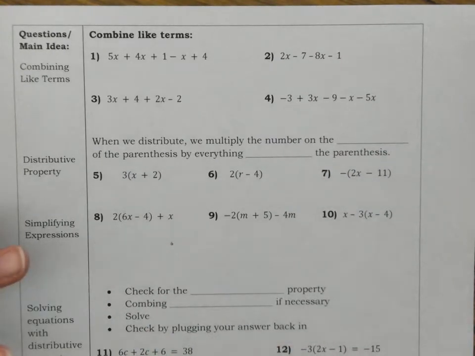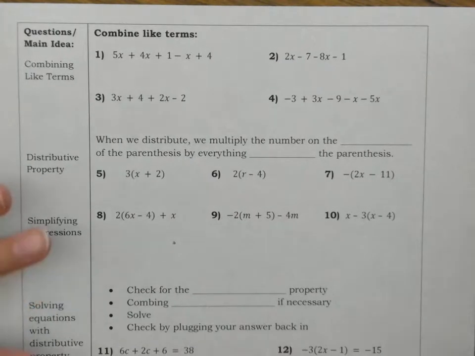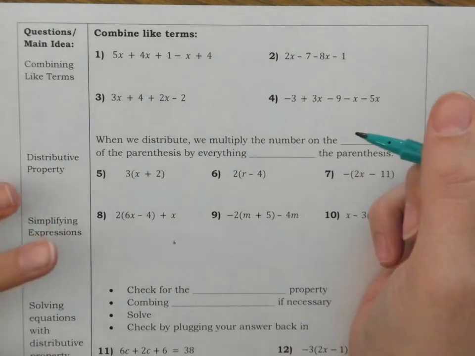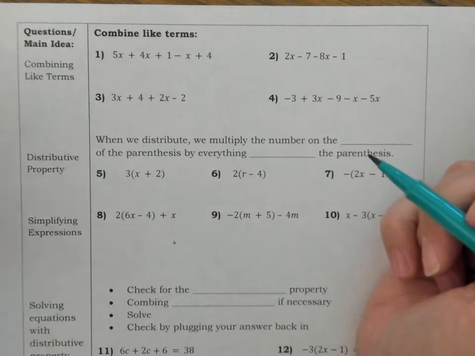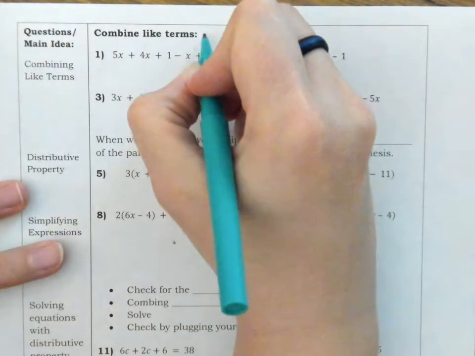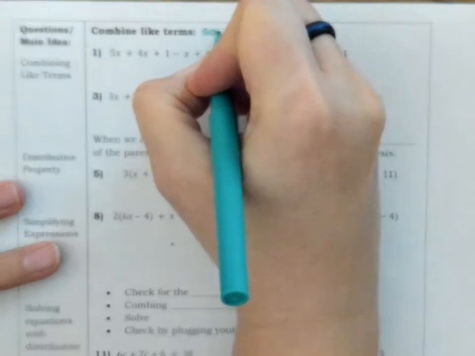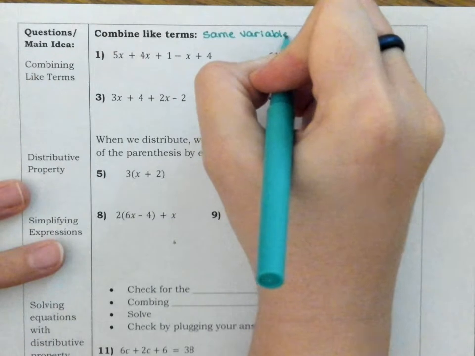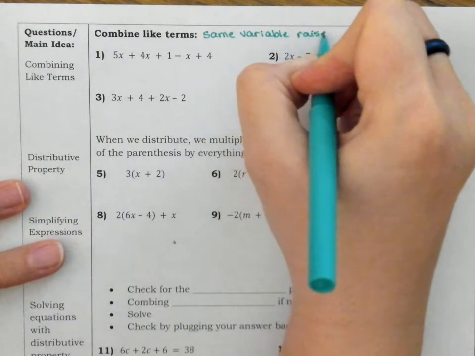Okay, so this is the back of your note page, and this was what we talked about the second day. So a lot of this is also a review from 8th grade. We're combining like terms, which means we look for things that have the same variable raised to the same power.